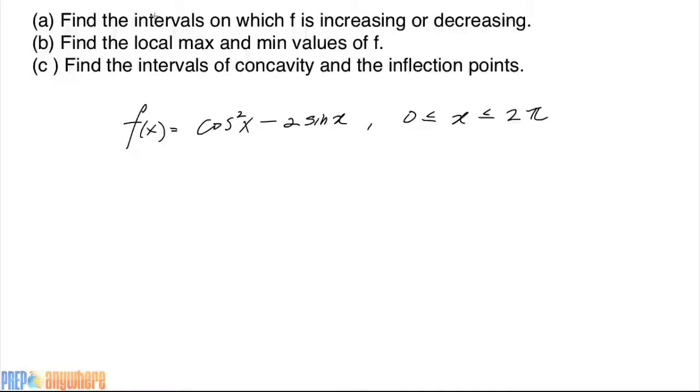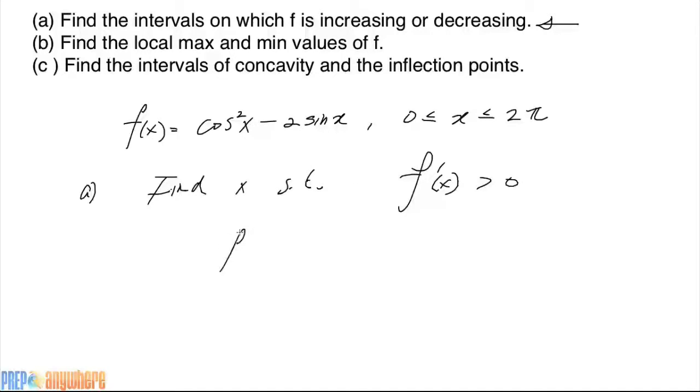Okay, we're gonna do three things. Find intervals in which the function is increasing or decreasing. This is essentially find x such that this is true, right? So this is going to tell you where it's increasing. If I know where it's increasing, I automatically know where it's decreasing.